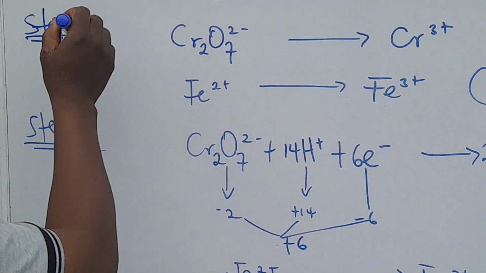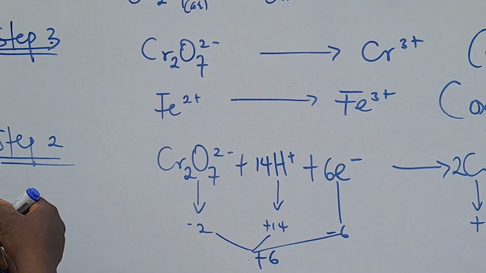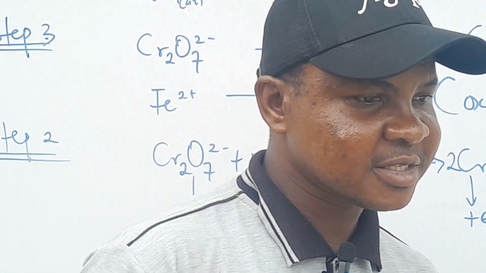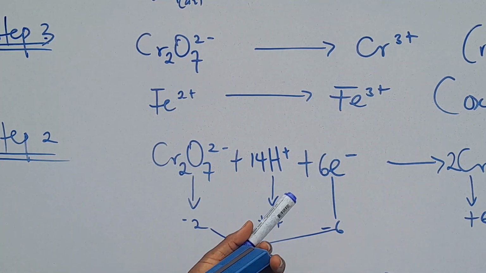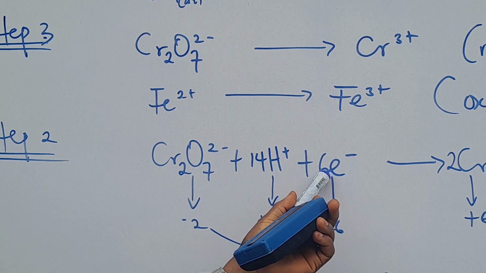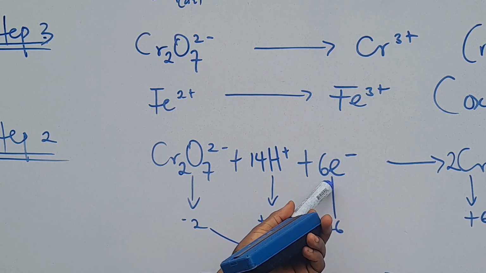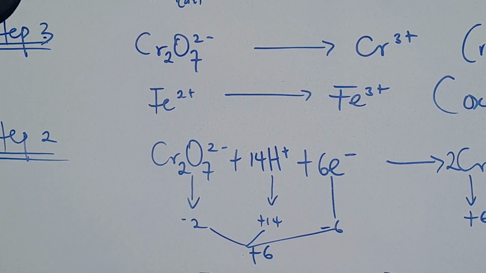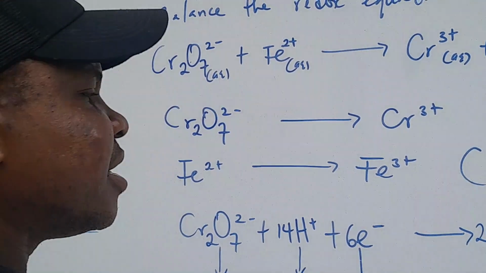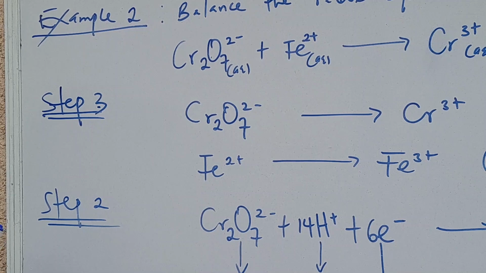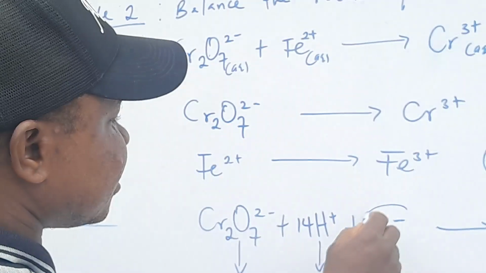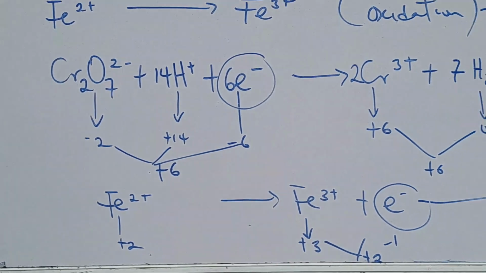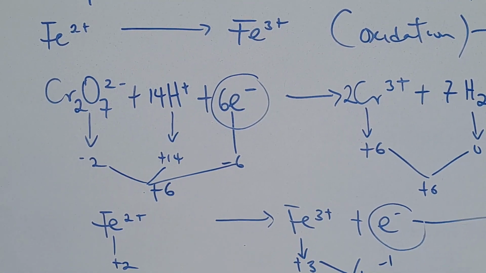Step number 3. Remember, step 3 says you are going to compare the number of electrons in step 2, both in the reduction and the oxidation half reactions. If they are equal, then you can combine. If they are not equal, you are going to make them equal. The electrons here is 6. The electron here is what? Is 1.